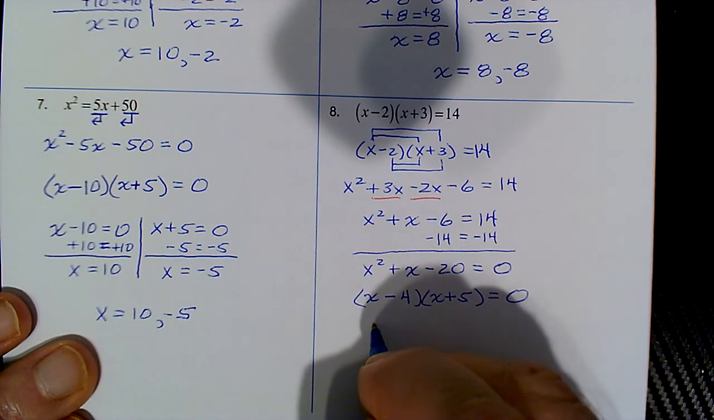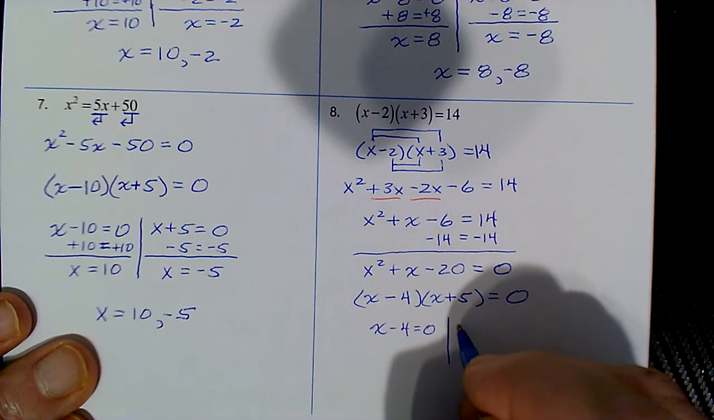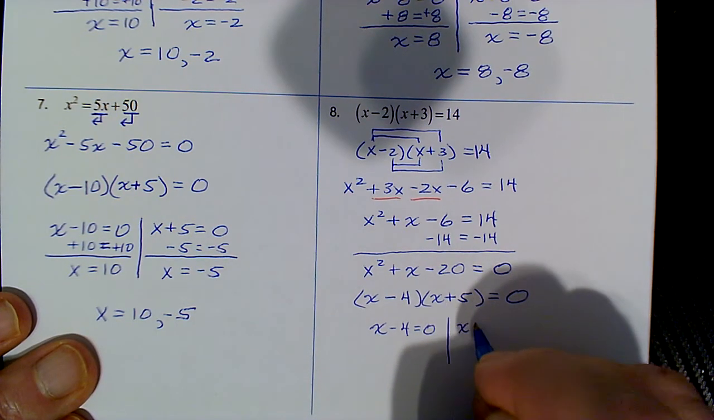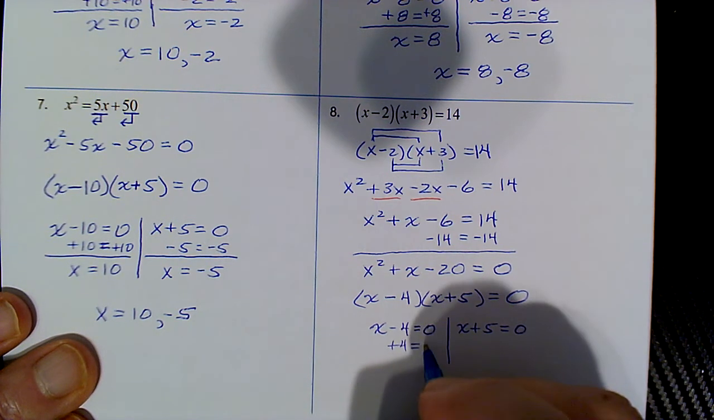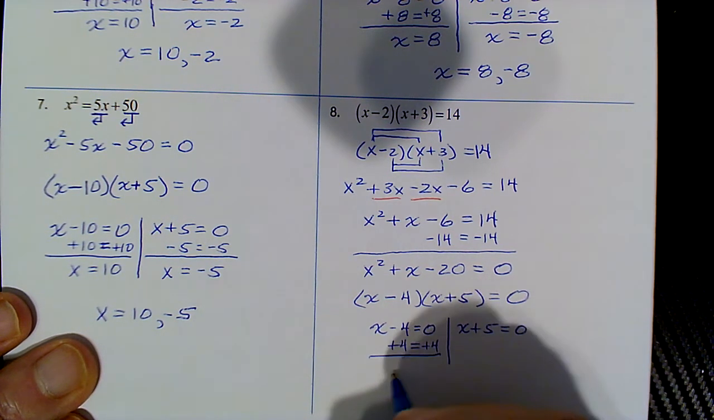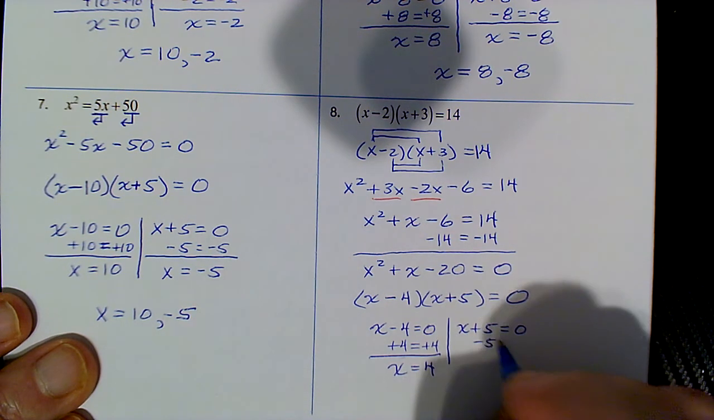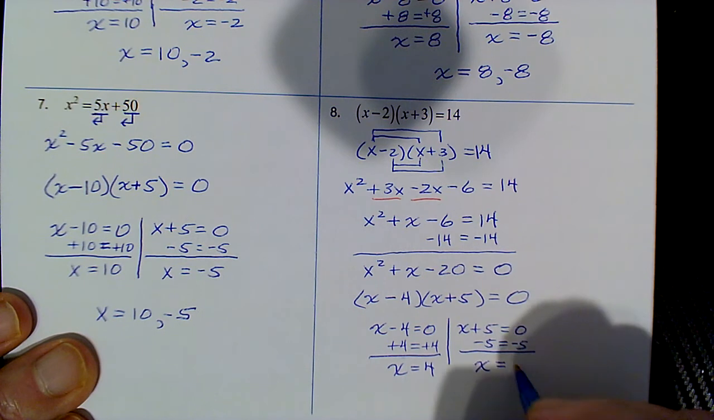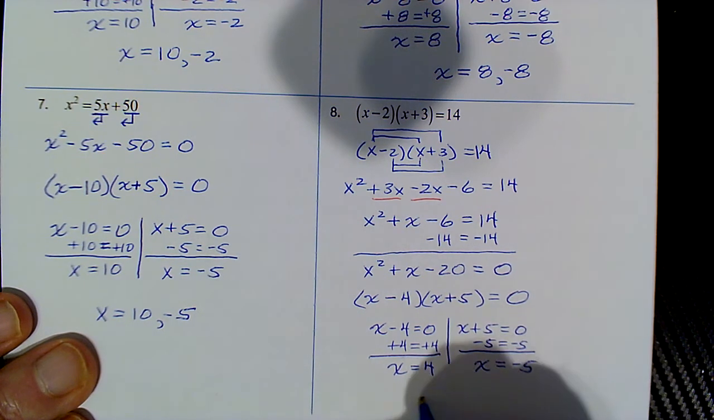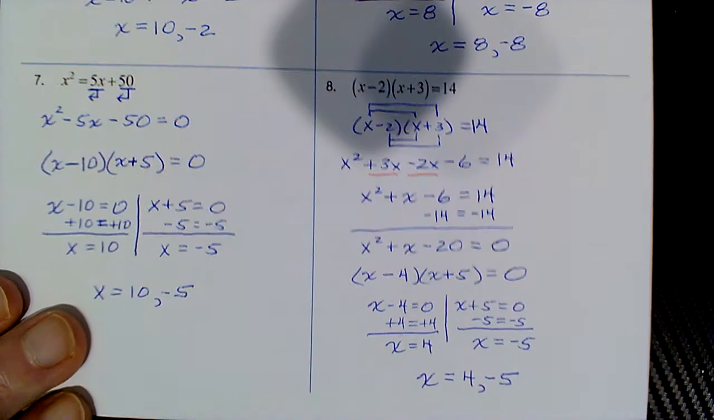So at that point, zero factor property, x minus 4 is 0, x plus 5 is 0. Solve these mentally, or show the steps like I'm doing, as I've said many times now. So x is 4, here subtracting 5 from both sides. X is negative 5, and as a summary, x is 4 and negative 5.